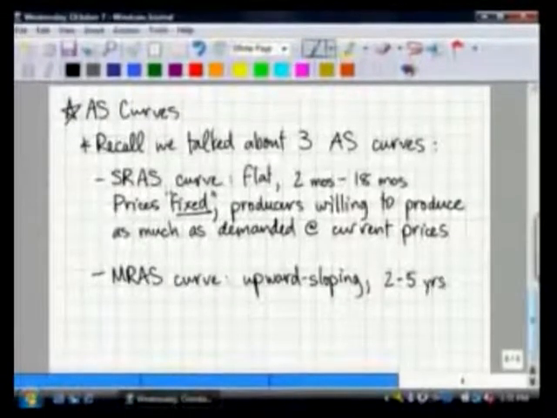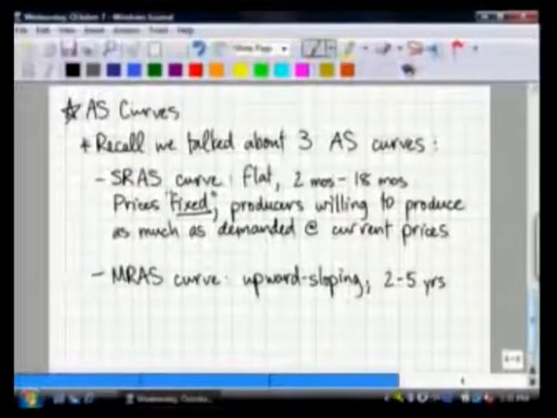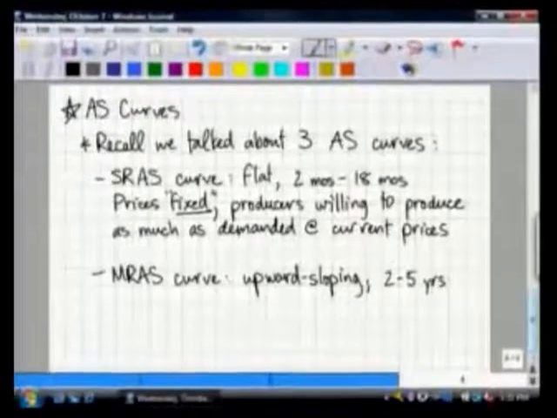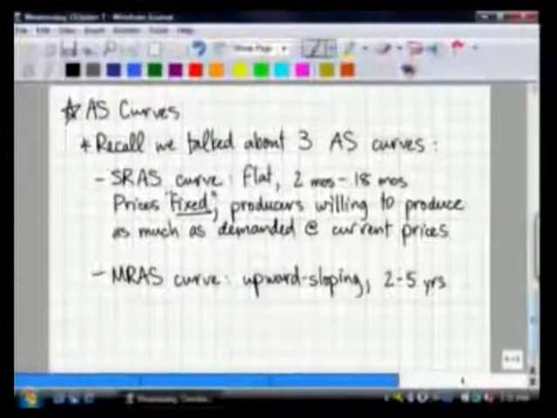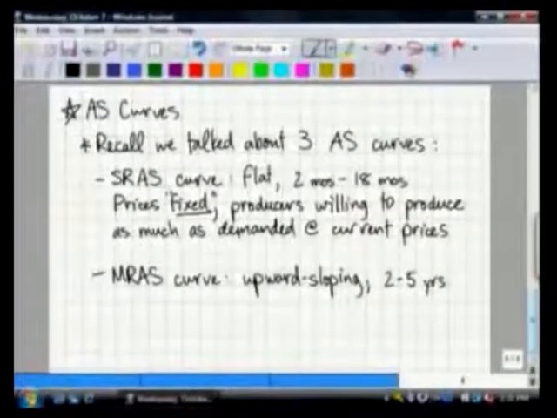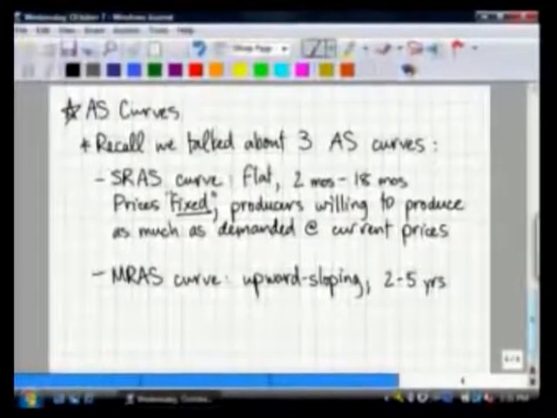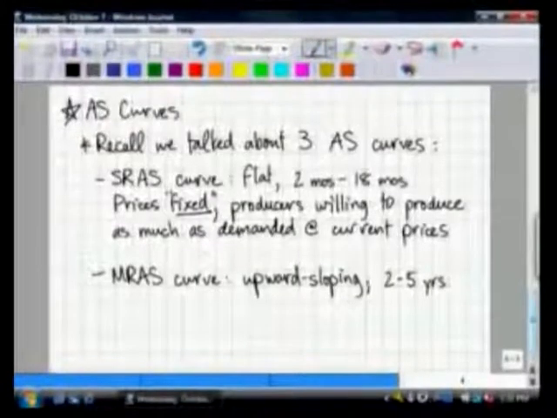If the economy is really overheated and people are reacting very quickly to price increases, we could see these effects going through even more quickly. But on average, we're talking about a 2 to 5 year time horizon to allow things to adjust. And remember, the key distinction with the medium run aggregate supply curve is that output prices, or final goods prices, are flexible, but input prices are fixed.